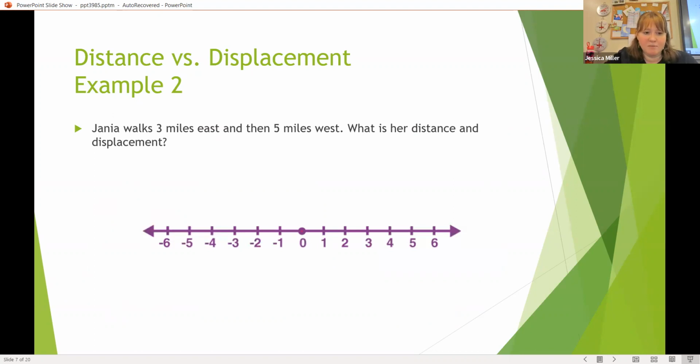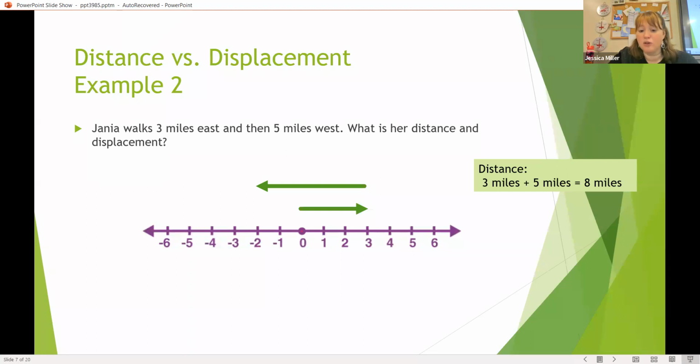Okay, our second example. Janaya walks 3 miles east and then 5 miles west. What's her distance and displacement? So when we look at that on a number line, 3 miles east is to the right, and then 5 miles from that point west. So the distance is going to be 3 plus 5, which is 8 miles. So that's the total amount that Janaya traveled.